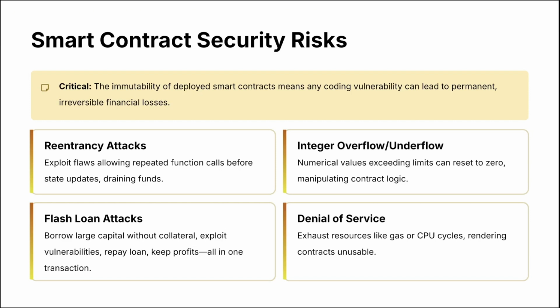Integer overflow or underflow happens when numerical values exceed their limits, causing them to wrap around, either resetting to 0 or another unintended value. This can corrupt contract logic and also allow manipulation.